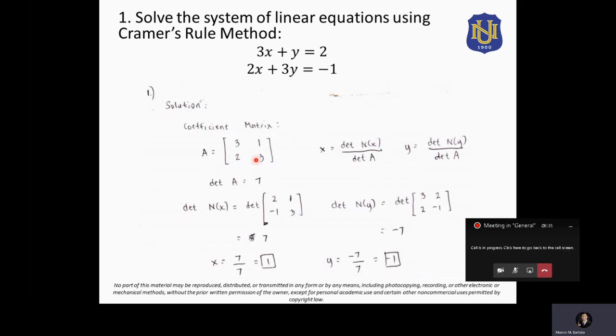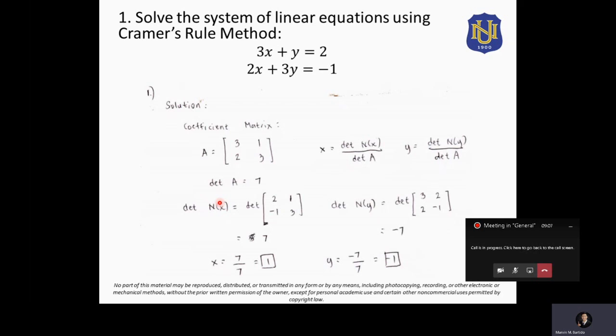Okay, so to solve for the values of x and y, we're going to use this formula: determinant of Nx over determinant of A, and for y, determinant of Ny over determinant of A. The determinant of A is just the determinant of the coefficient matrix, and that is 3 times 3 minus 2 times 1, which is 7. So that is already the determinant of A. Now let's solve the determinant of Nx. It is x that we are looking for here, right?